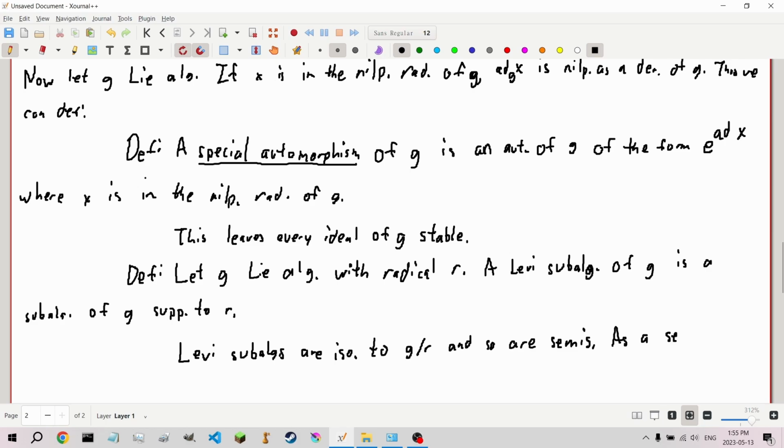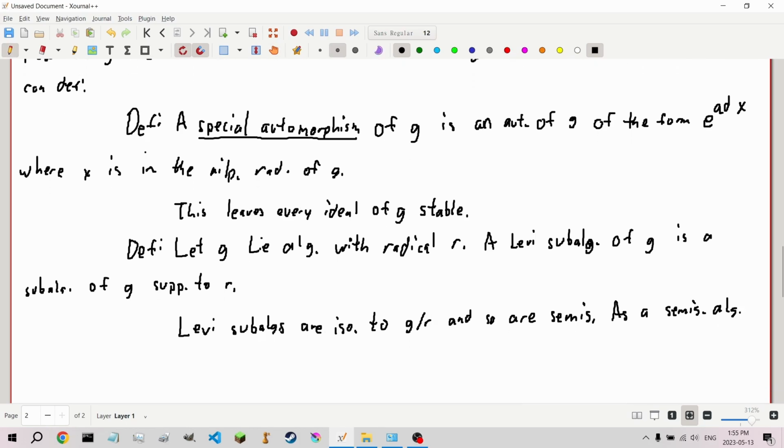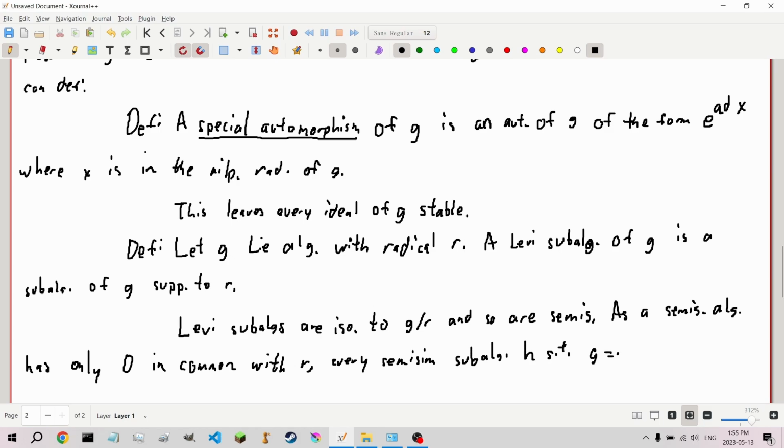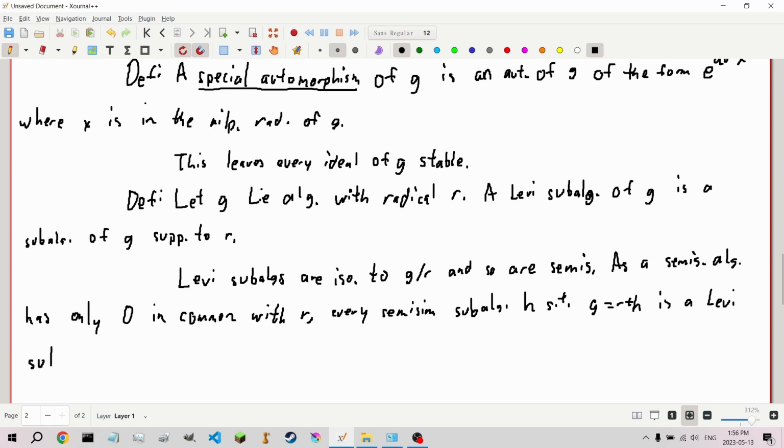As a semi-simple algebra has only 0 in common with R, every semi-simple subalgebra H such that G equals R plus H is a Levi subalgebra. I don't know if it's Levi or Levi.